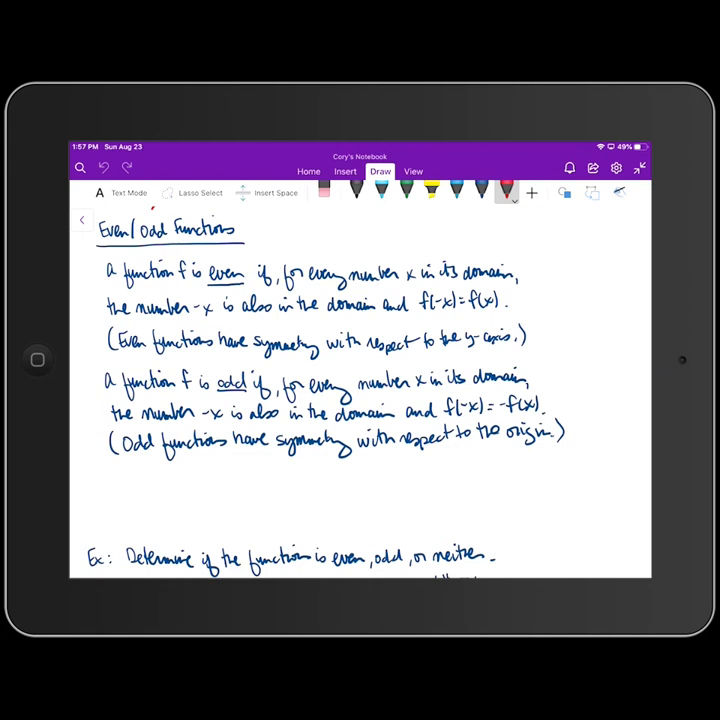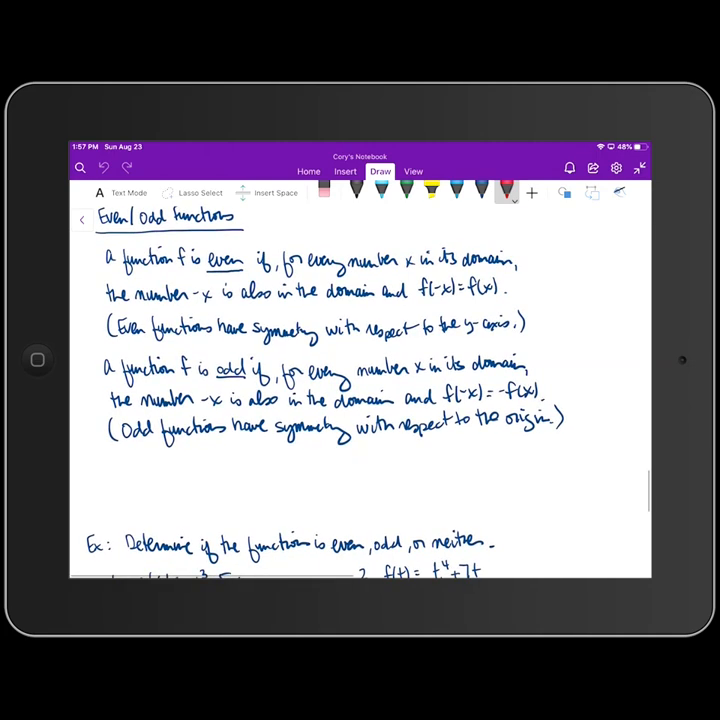Okay, so even functions have symmetry with respect to the y-axis. And a function f is odd if for every number x in its domain, the number negative x is also in the domain, and when you take f of negative x, it gives you back the opposite of the original function you started with. So f of negative x gives you an output of negative f of x. And odd functions have symmetry with respect to the origin. We'll talk about what that means in a second.